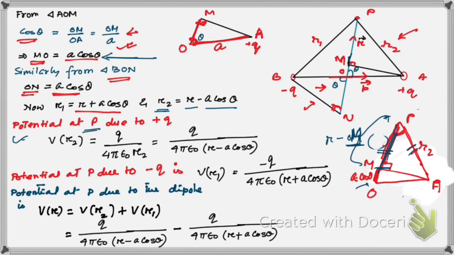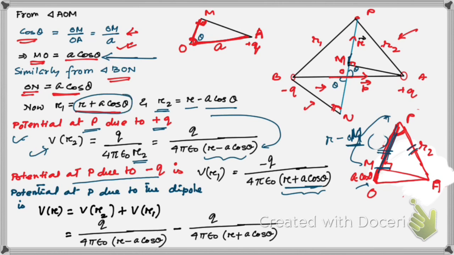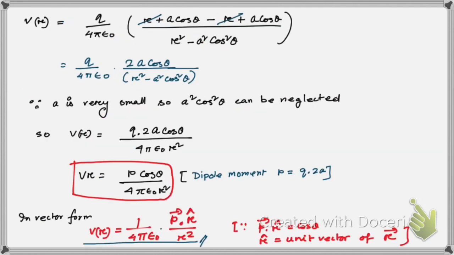Now the potential at P due to the positive charge is given by this formula. Here R2 is replaced by this value, and similarly the potential due to minus Q is given by this expression, because here we are supposed to put R1, but R1 is replaced by this value. So the net potential at P due to the dipole will be V2 plus V1. Adding these two, we have got this result.